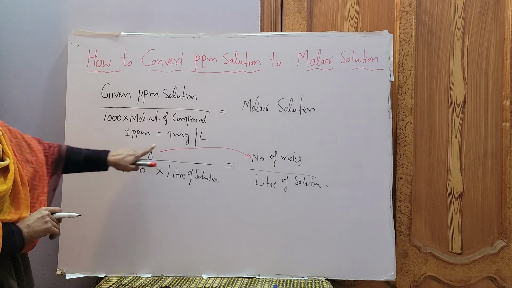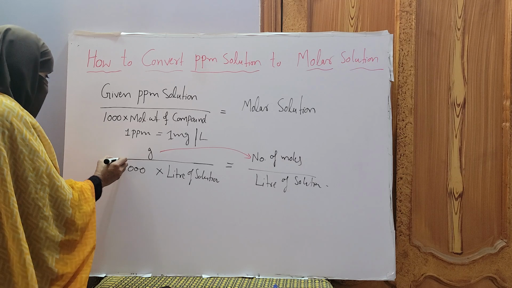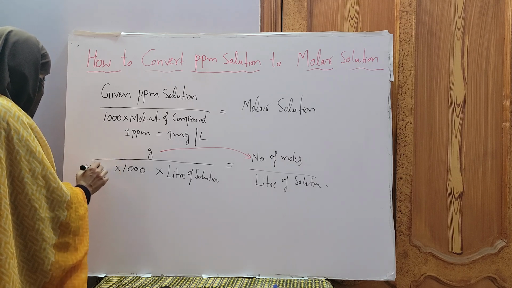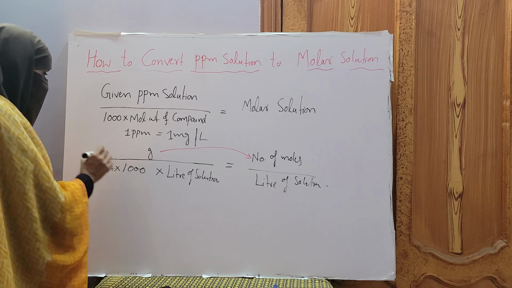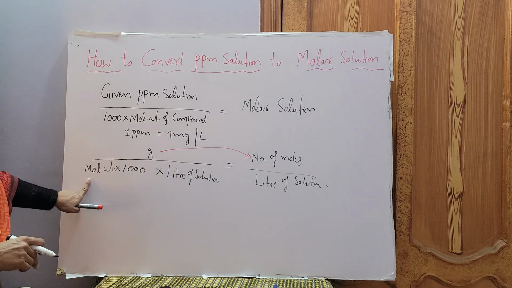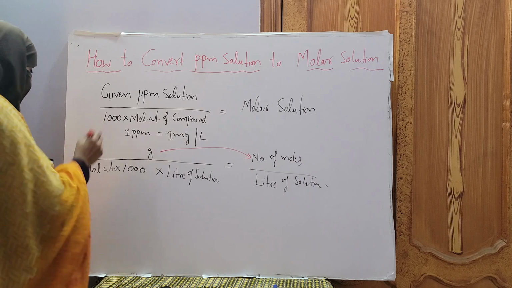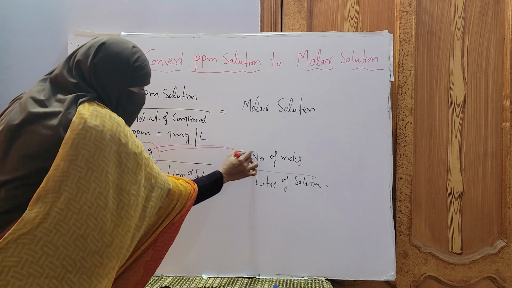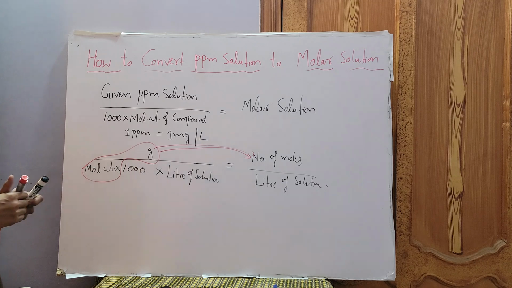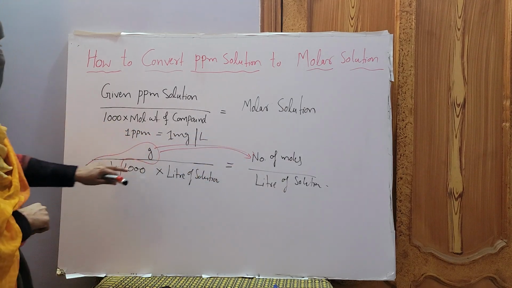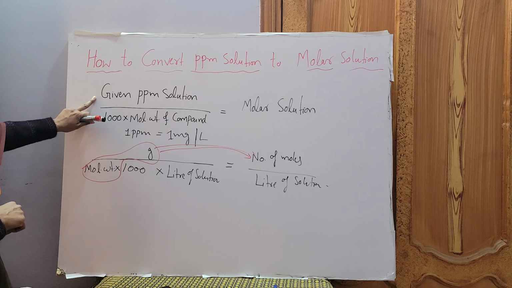Now convert grams into moles. You will divide by the molecular weight of that compound. When you divide the number of grams by the molecular weight of the compound, it is equal to the number of moles. I mean your solution is converted into number of moles per liter of the solution. So this is how this formula is derived.